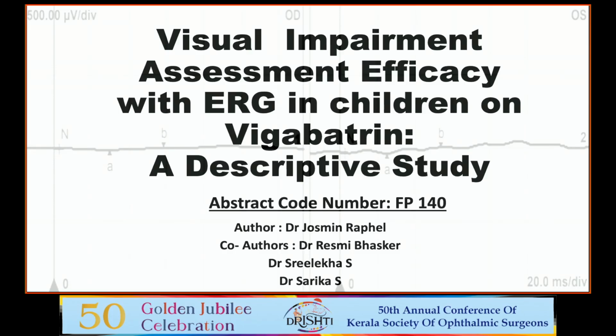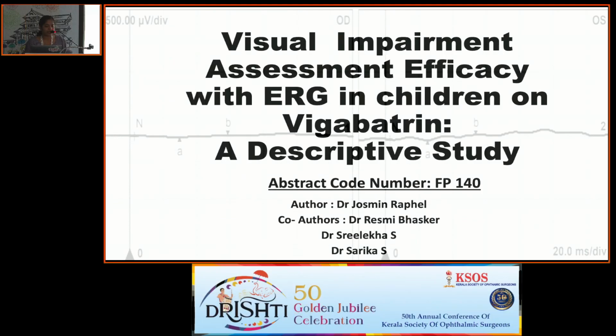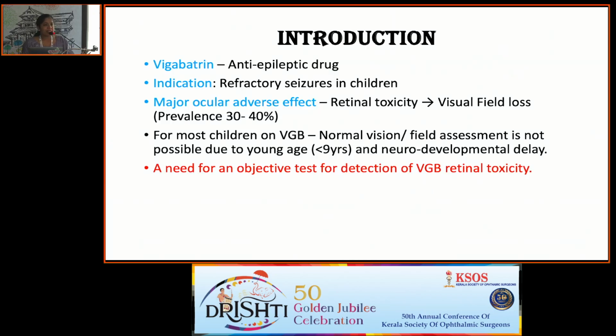My paper is on the topic Visual Impairment Assessment Efficacy with Electroretinogram in Children on Vigabatrin, a descriptive study. Vigabatrin is an anti-epileptic drug which is indicated only in refractory seizures in children. But the major ocular adverse effect is retinal toxicity, which is manifested as visual field loss and is estimated to have a prevalence of about 30 to 40%.